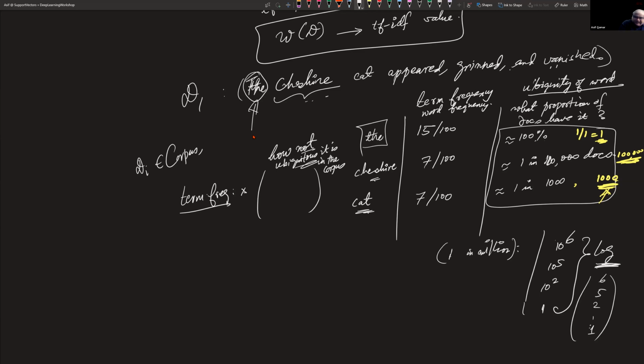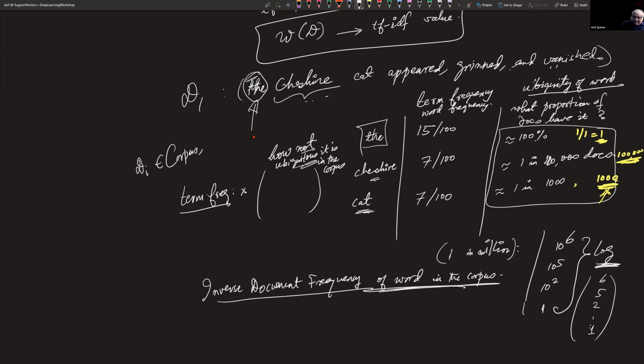So suppose you take this one, and you coin the term inverse document frequency. Inverse document frequency of what? Of the word in the corpus. That is the implicit statement of the word in that corpus.